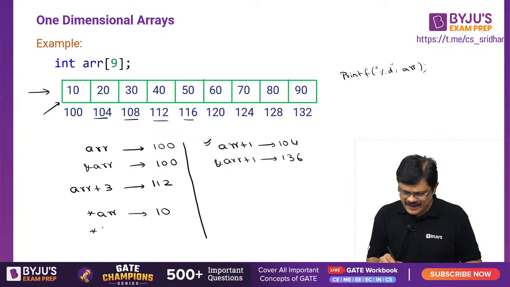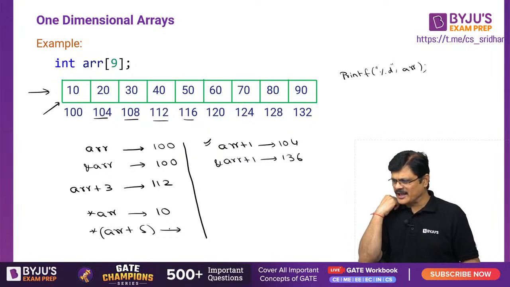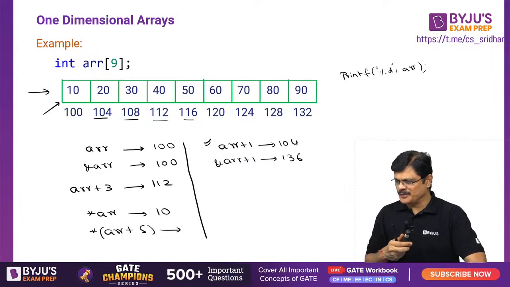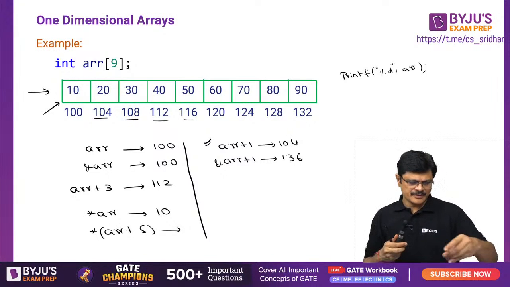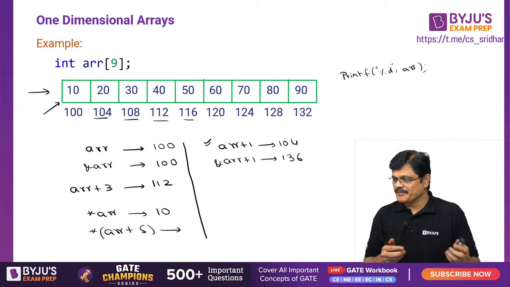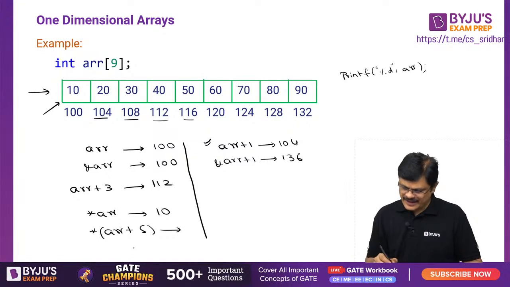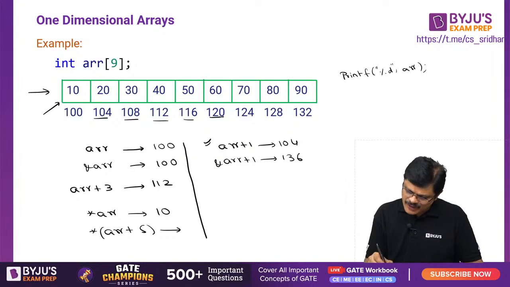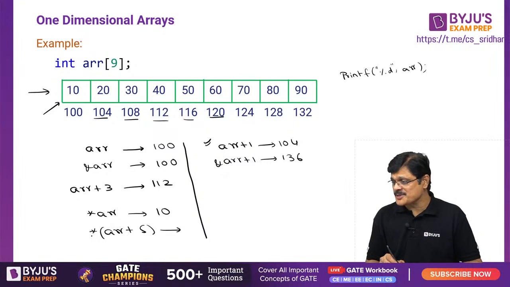Similarly, star ARR plus 5 refers to what? What is the answer for star ARR plus 5? Star ARR is 10. What is star ARR plus 5? I am asking different questions. See, ARR plus 5 refers to 120. I am asking the value at the location. Don't get confused. I am trying to confuse you.